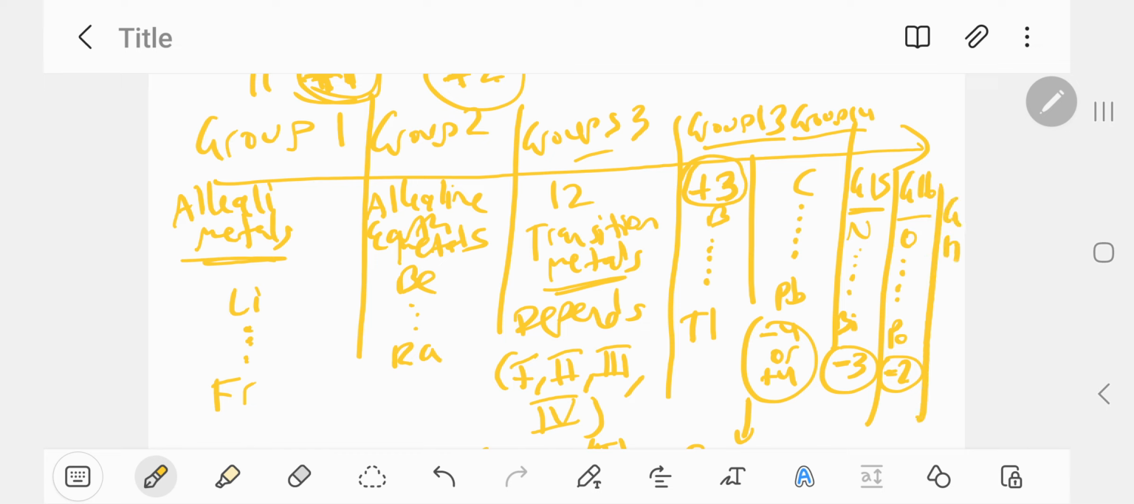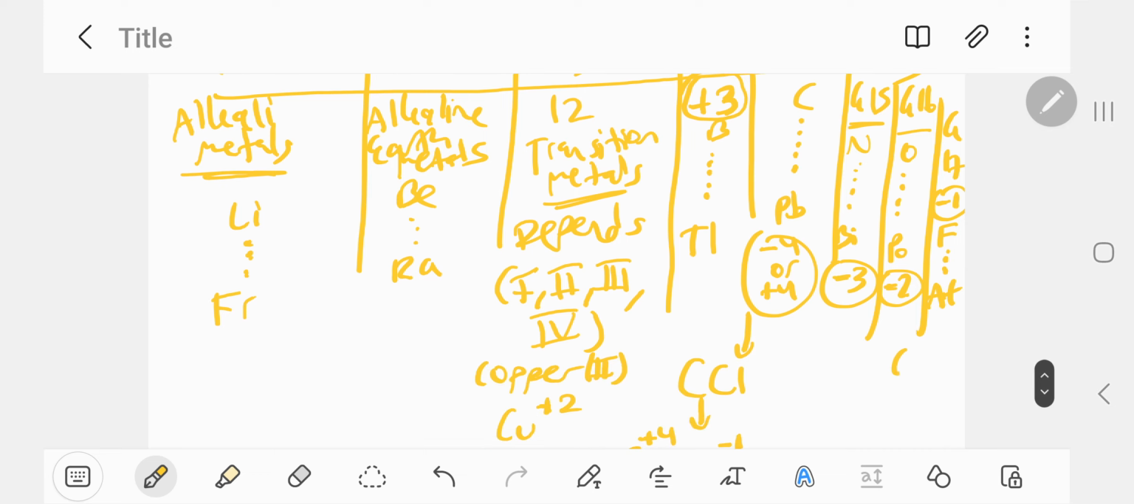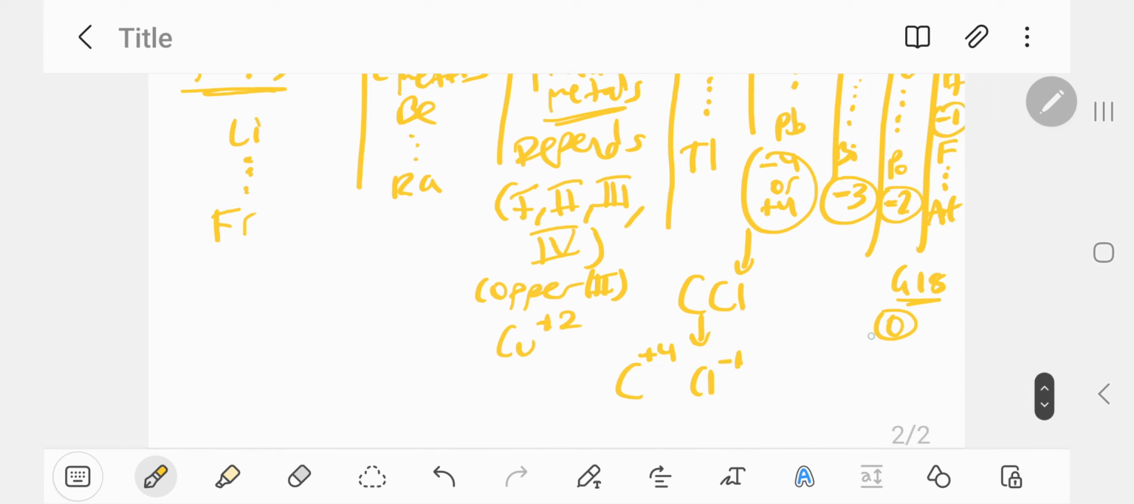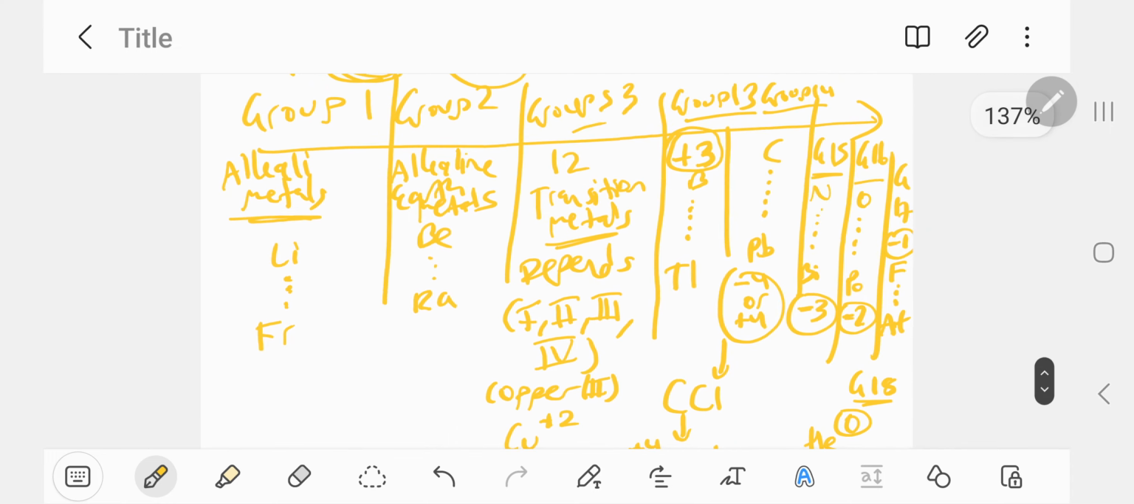Group 17, valency of -1. Elements from fluorine all the way through to astatine. And group 18, the very last group on the right, has a valency of 0. This is the noble gases. These are inert. Inert means they're unreactive. This is elements from helium all the way through to radon, Rn.